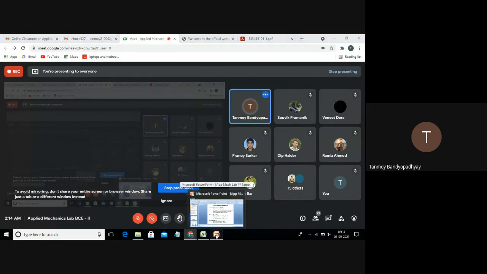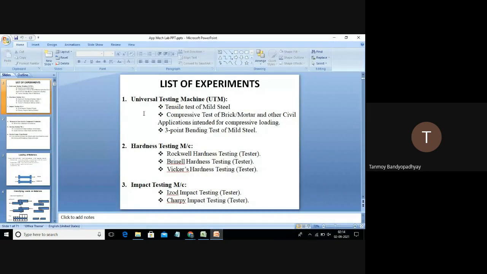আচ্ছা, so আমরা এখান থেকে স্টার্ট করছি। So these are the list of the experiments. So initially we have universal testing machine, and then we have the hardness testing machine.